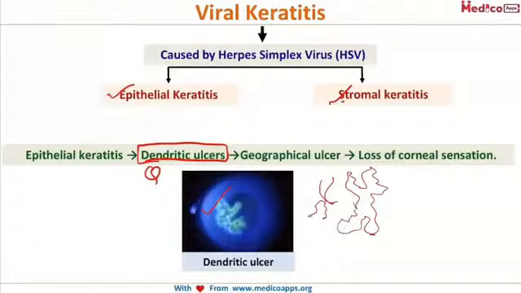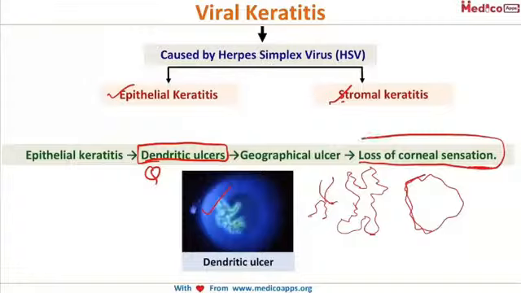This branching dendritic ulcer further progresses into a geographical ulcer. That is, most of it becomes like the map of a country, ultimately resulting in loss of corneal sensation. This is an important clinical feature. Whenever you suspect a viral corneal ulcer, you can just touch the patient's cornea with a wisp of cotton. In the normal eye, the corneal sensations will be preserved and he will blink his eye. However, this is absent in the eye with herpes keratitis.